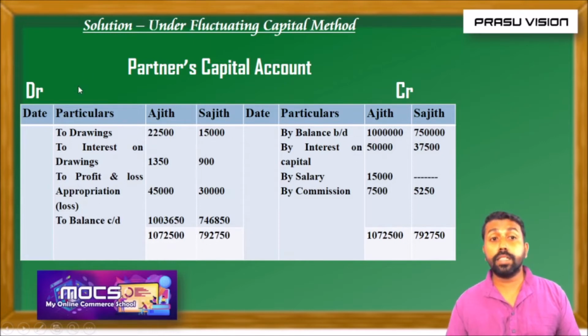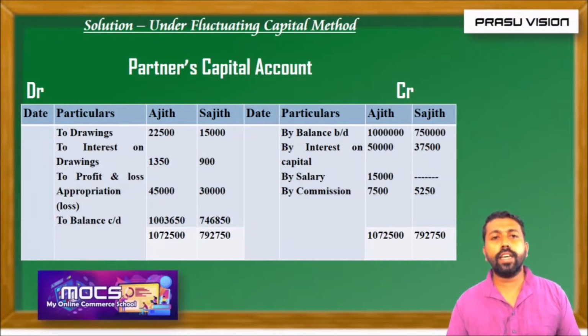In fixed capital method, we prepared two accounts, but in fluctuating capital method, we are preparing only one account and recording all the items in the single account. So that's all regarding the problem. Hope the idea is very clear. We are going to learn the same preparation of capital account with yet another problem.